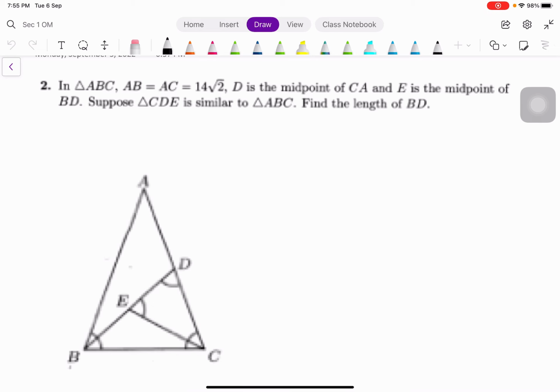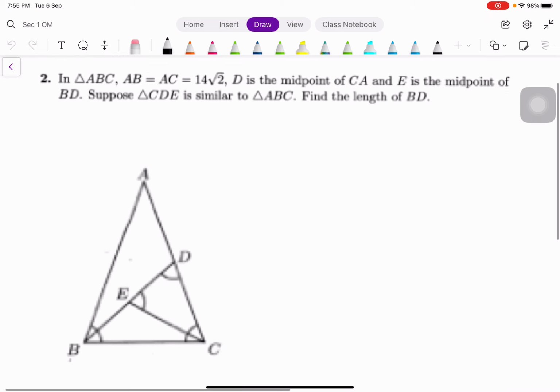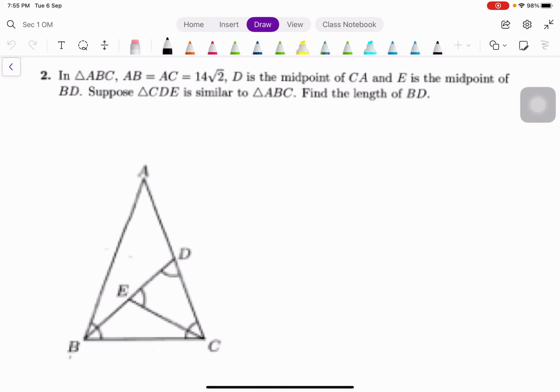Let's look at question number 2. Take note, you are given an isosceles triangle. AB is equal to AC. D is the midpoint, therefore AD must be equal to DC. Since AC is 14 square root 2, this becomes 7 square root 2.